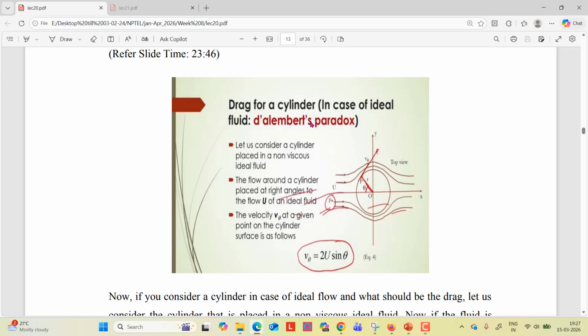Now comes the drag for a cylinder particle. It is considered a cylinder placed in a non-viscous ideal fluid. The flow around the cylinder is placed at right angles to the flow u of an ideal fluid. So the velocity component v theta at a given point P on the cylinder surface is as follows: v theta equals 2u sine theta.